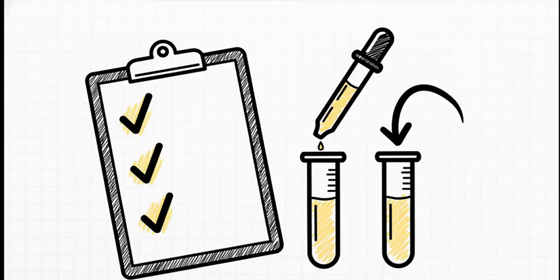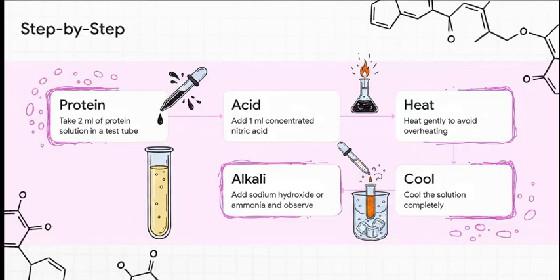Okay, phase three, step-by-step procedure. What's really interesting about this slide is that this precise, sequential execution is the only way we're going to get a reliable, undeniable result. Let's walk right through these exact measurements. Step one, we're going to take exactly 2 milliliters of our protein solution, our egg albumin, and place it super carefully into a test tube. Step two, grab that pipette and add exactly 1 milliliter of that concentrated nitric acid right into the tube.